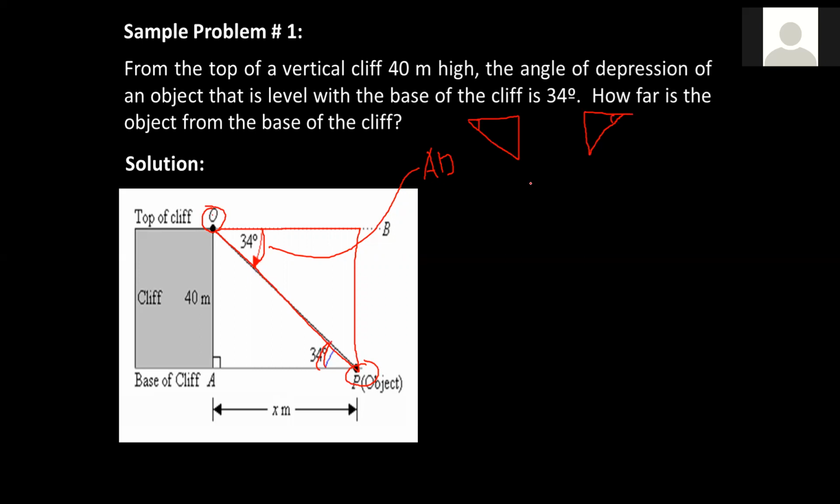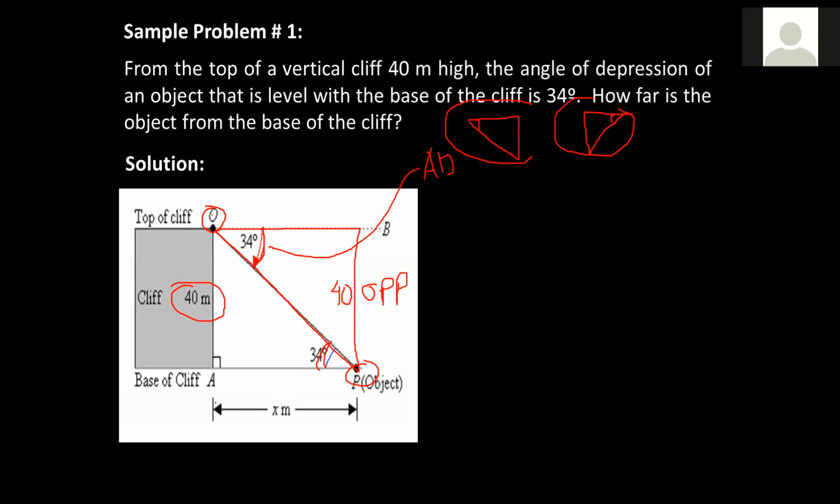So, dalawang klaseng triangle lang ang may drawing natin sa angle of depression, no? Maybe this one or the other one. But in this case, ito yung triangle natin. Okay? Since ito yung 34 degrees, definitely this is our opposite. But our opposite is also 40 meters. Kung 40 meters yung height dito, 40 meters din yan, anak.